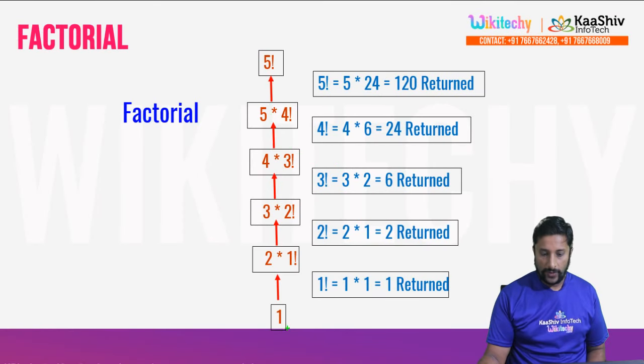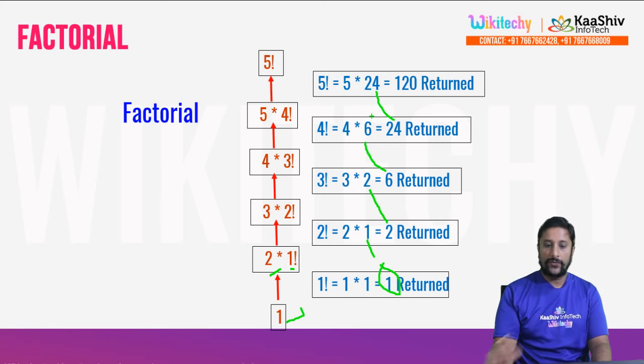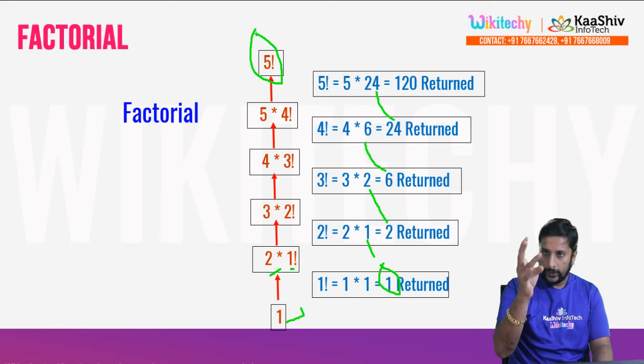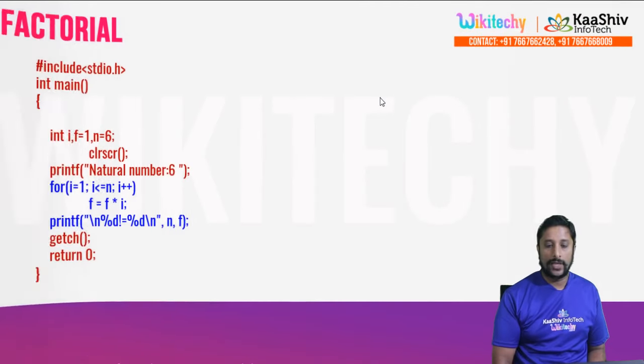So 1 factorial is 1, 2 factorial is 2 into 1 factorial, 3 into 2 factorial, 4 into 3 factorial, 5 into 4 factorial. This is how the factorial will be. So 5 factorial indicates 5 into 4 into 3 into 2 into 1. That's factorial. So we will do it with the for loop.